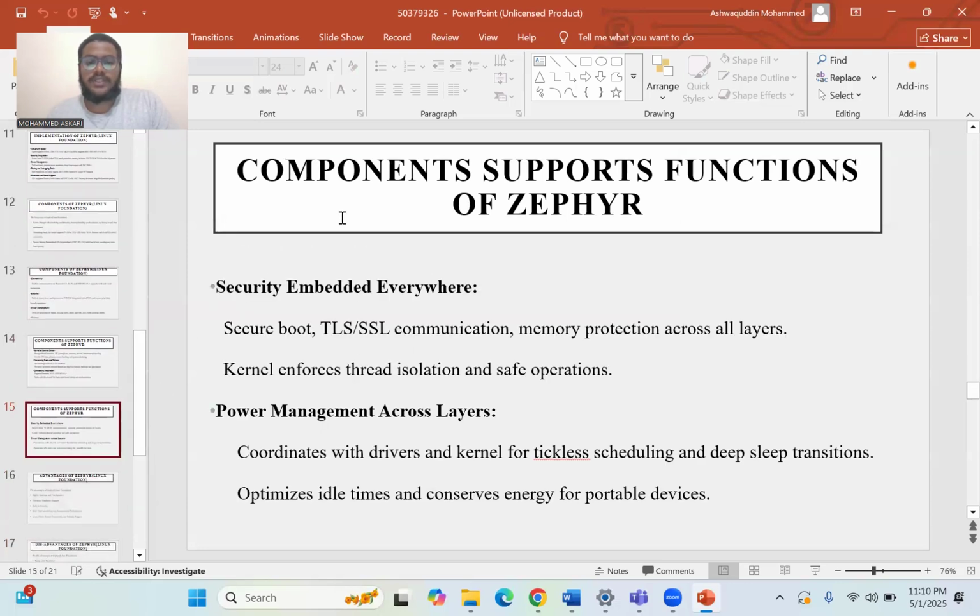Some of the more components that support the function of Zephyr are security embedded everywhere. That means secure boot, TLS/SSL communication, and memory protection across all layers. The kernel enforces thread isolation and safe operations. Power management across layers coordinates with drivers and the kernel for tickless scheduling and deep sleep transitions, optimizes idle time, that is free time, and conserves energy for portable devices.